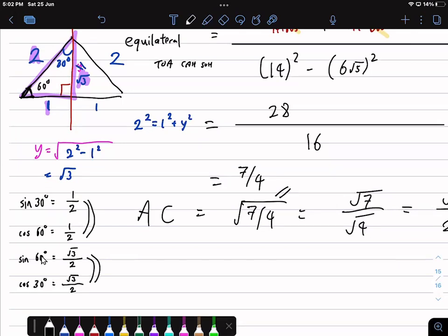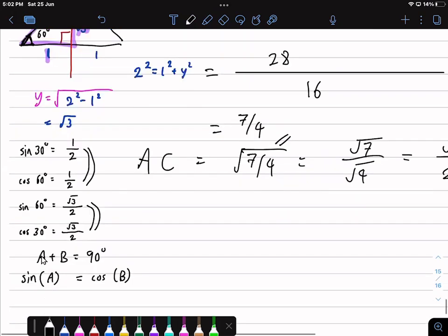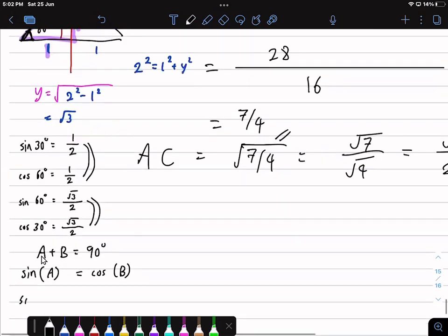Here's a general rule for you to remember. Whenever you've got two angles, A and B, that add up to 90 degrees, sine of A will equal cosine of B. For example, sine of 1 degree is actually equal to cosine of 89 degrees. You can check with a calculator.